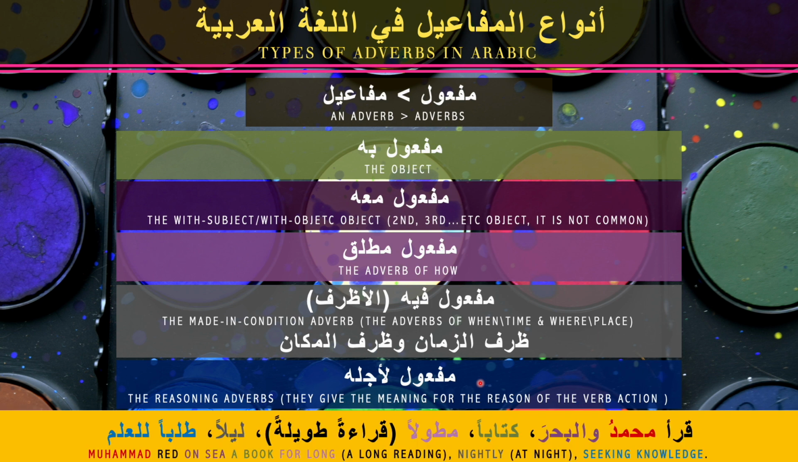Let's give an example. Here we have this long sentence to show all the different types: قرأ محمد والبحر كتابا مطولا، أو قراءة طويلة، ليلا طلبا للعلم. It means Muhammad read on the sea a book for long, like a long read, at night, seeking knowledge.